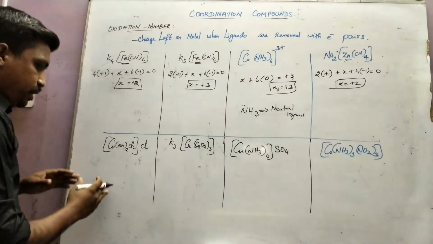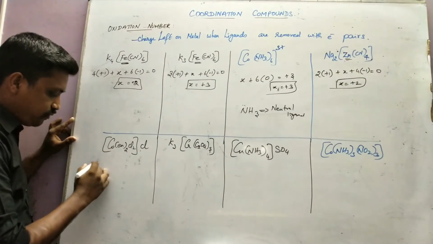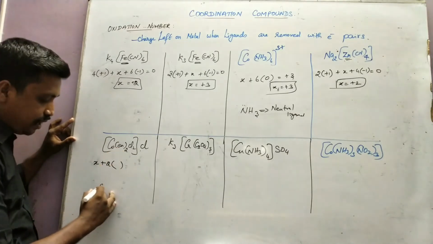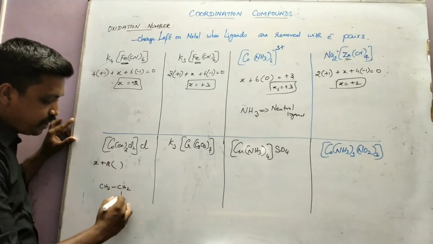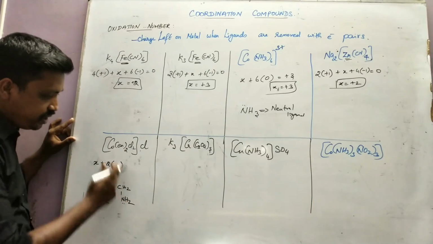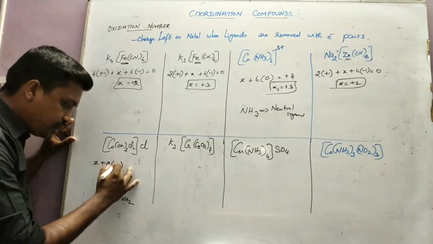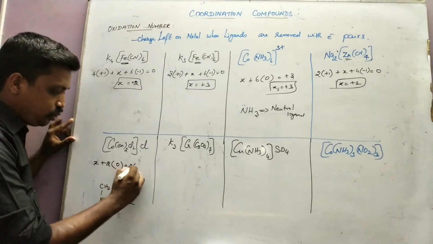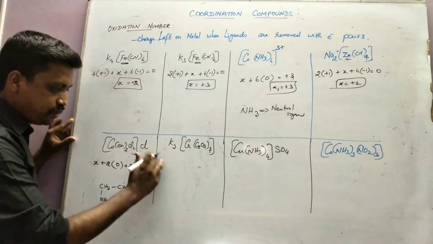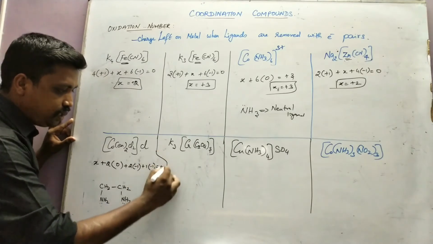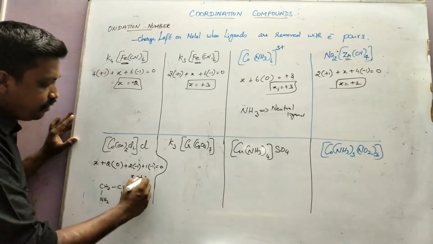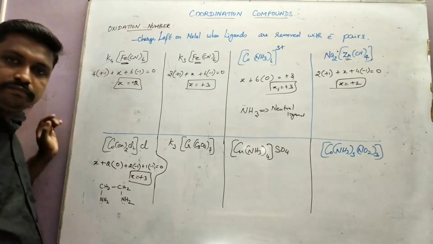Clear? Similarly, look here. Let the charge of cobalt be X plus 2 into, what is the charge of en? Already mentioned in ligands, bidentate neutral type. So it is a neutral ligand. It is nothing but en, ethylenediamine. Since it is neutral, the charge is 0, plus 2 into, what is the charge of chlorine? -1, plus 1 into, what is the charge of chlorine here? It is also -1. The sum of all the values is equal to 0. By solving, we can get the value of cobalt here as +3.